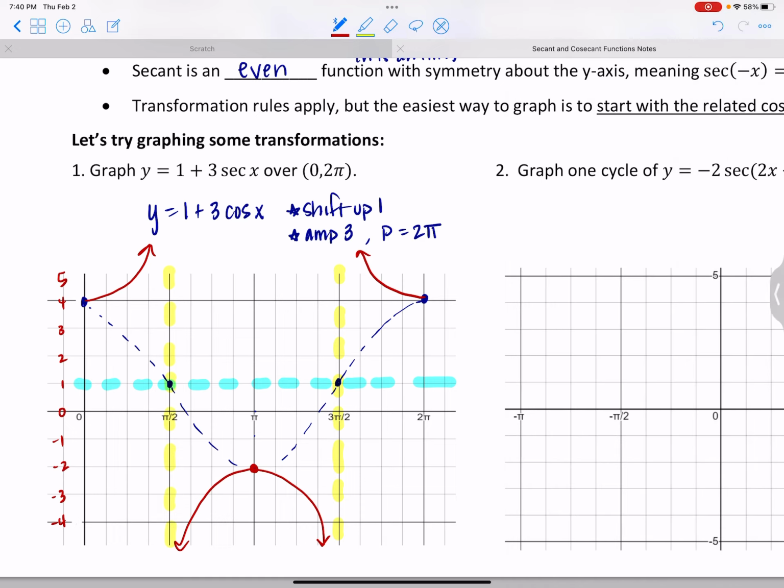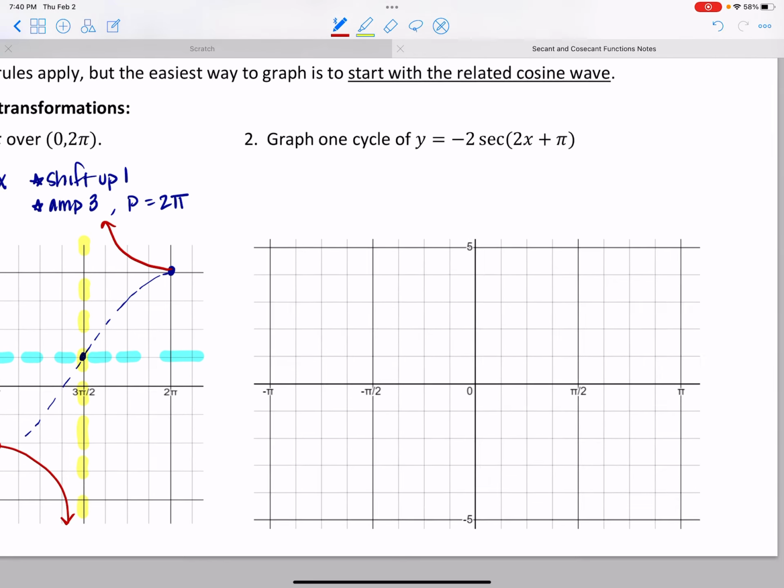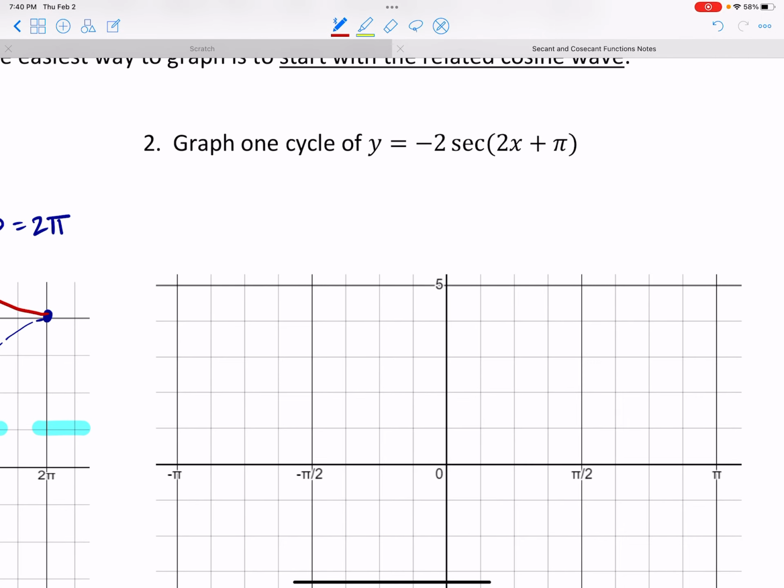Okay, so let's try this again. Now, different directions this time. We're trying to graph one cycle of this thing. But remember, we're going to use cosine as our reference, okay? So I want to look at the related cosine wave, which would be -2 times the cosine of, I got to factor this thing so I can see b and c appropriately. This would be x plus pi over 2. So I know I'm going to have an amplitude of 2. I know it's going to be reflected.